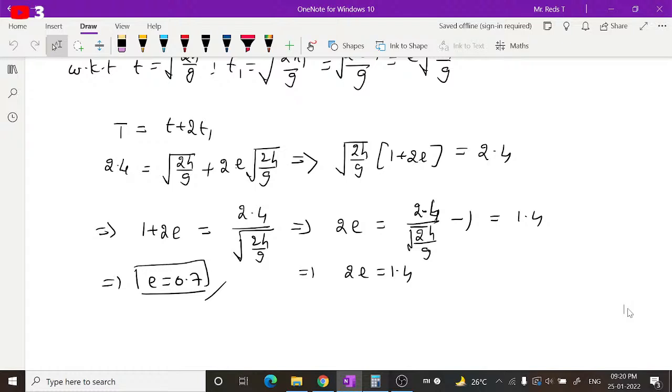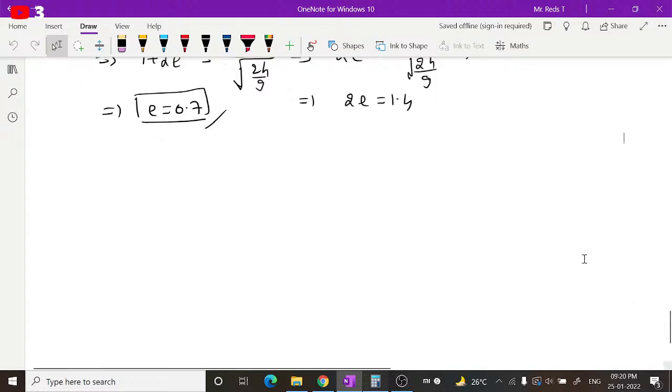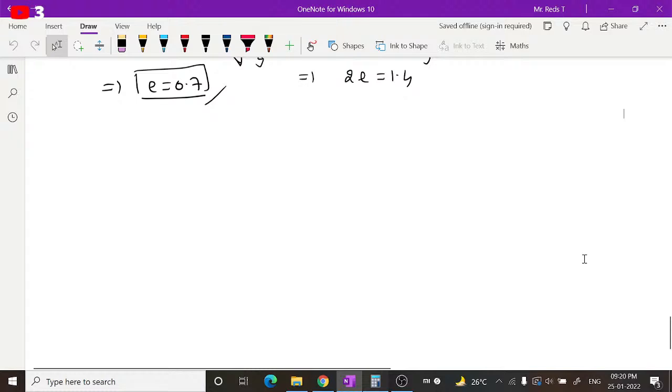Good evening, Preeti. Let us see question number 50, page number 48. How to take this ratio of the final velocities of the first and second spheres? We'll see briefly.